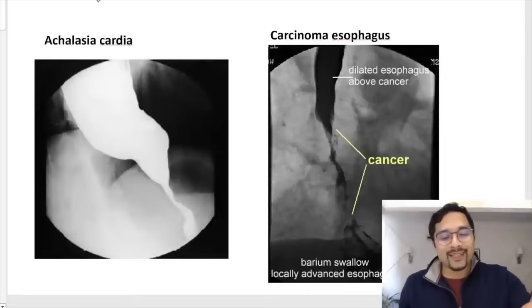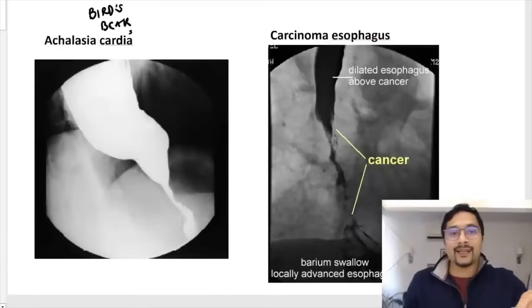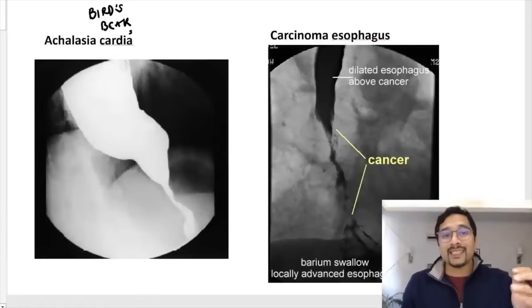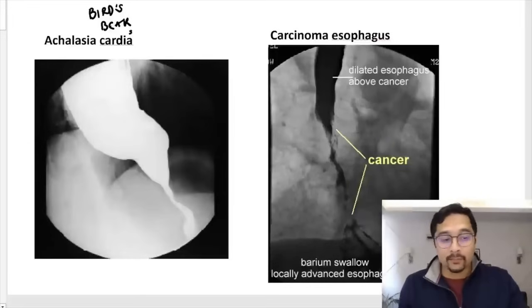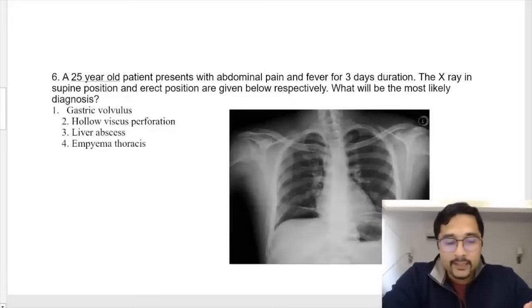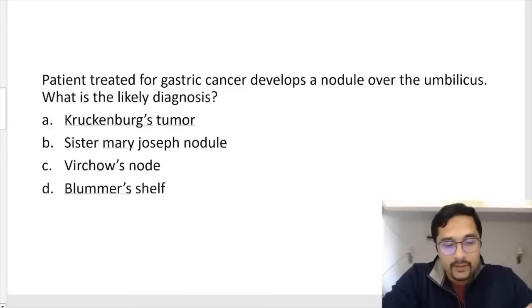In achalasia cardia, you get the bird's beak appearance, and in carcinoma, you get the rat tail appearance. This bird's beak appearance in achalasia, which is a motility disorder, is extremely important. You can see that there is gradual tapering, whereas in cancer, there is abrupt narrowing. So you should not go wrong in these two barium images. I've already discussed gas under diaphragm. This we've discussed repeatedly.